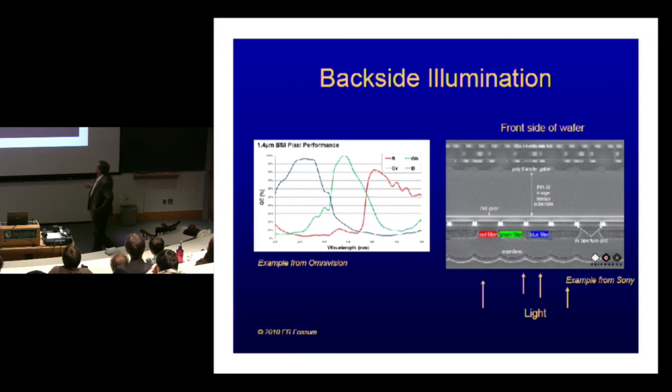Here's a cross-section SEM photo from Sony, which shows the microlenses on the back, the filters, still some metal aperture grid, and then here's the silicon photodetector, and then the metallization up on top, on the back.